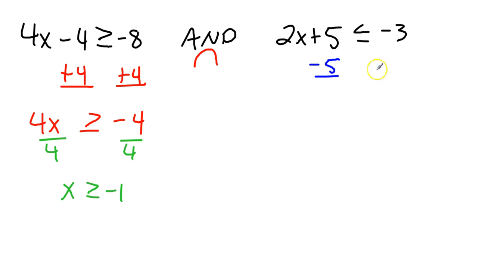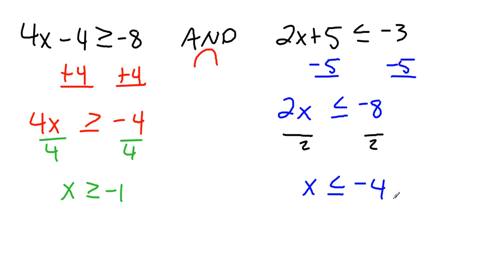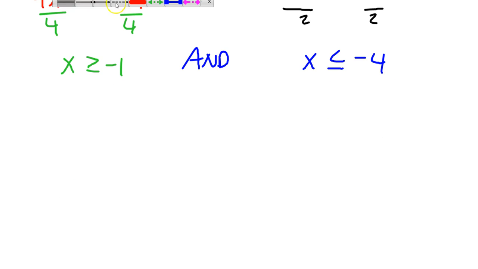For the other one, subtract 5, so 2x is less than or equal to negative 8. Divide both sides by 2. So we've got x is less than or equal to negative 4. Now, again, if you can think about it in your head, go ahead and do that. But most of the time, it helps to actually put those on a graph just to see what that graph looks like.